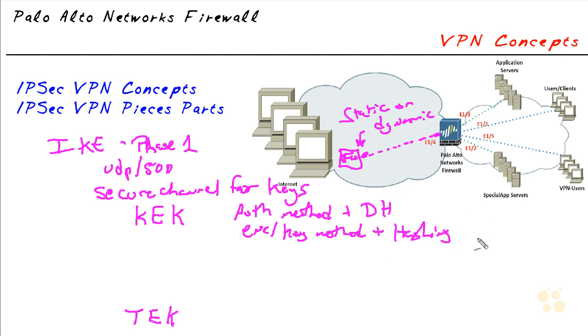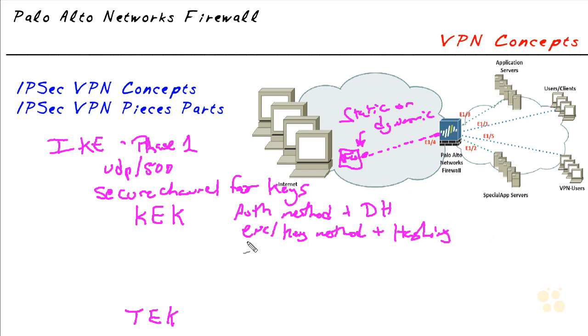It's how we do our math and stuff like that. So my encryption or key method is going to be stuff like DES or triple DES or AES, things like that, different methods of AES. My hashing algorithm is going to be either MD5 or some version of SHA. And of course, the lifetime is going to go on here as well.